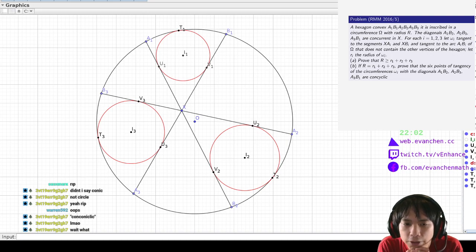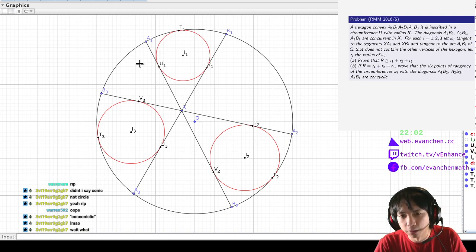Okay, so yeah, what's the point of these arc midpoints? Well, that means... alright. Let's shoot everything out.